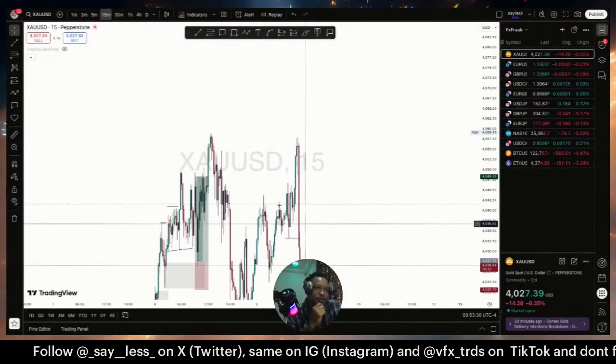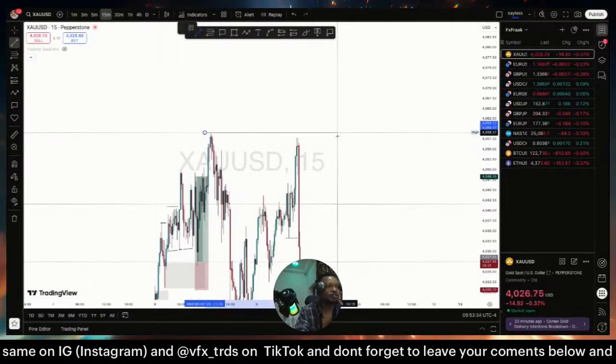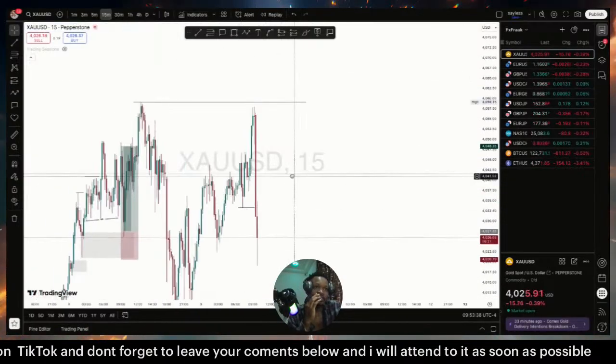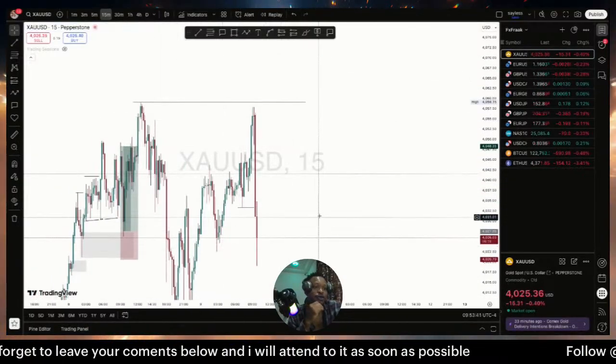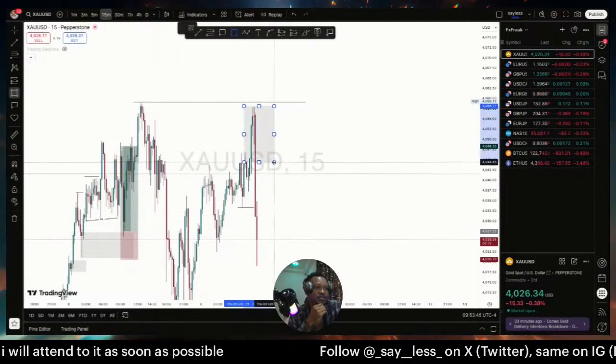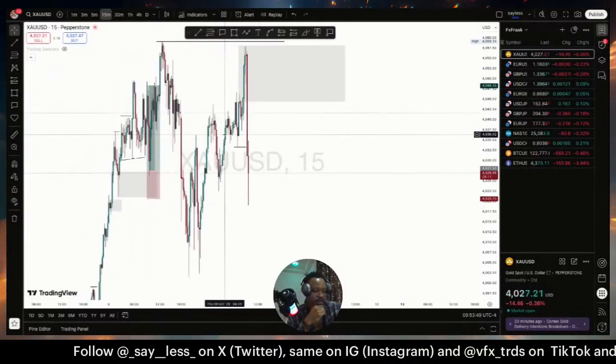What do I think of gold? It did not break above this level. If it would have broken above this level, then I would be looking for a buy. But since it didn't break above that level and it's coming down here, my attention is shifting towards looking for a sell from somewhere around here for gold. All right, that is what my attention is on right now.